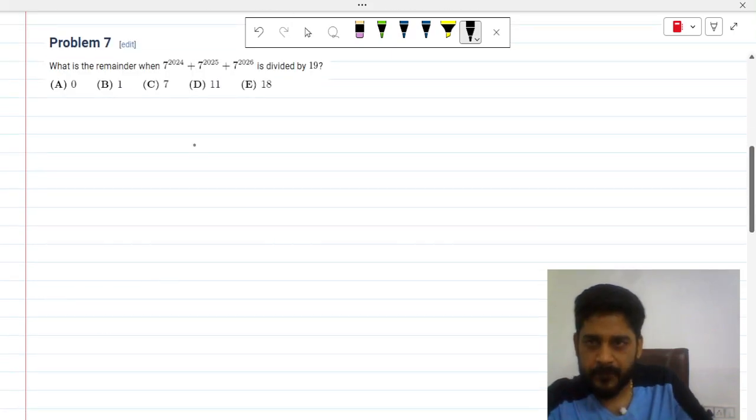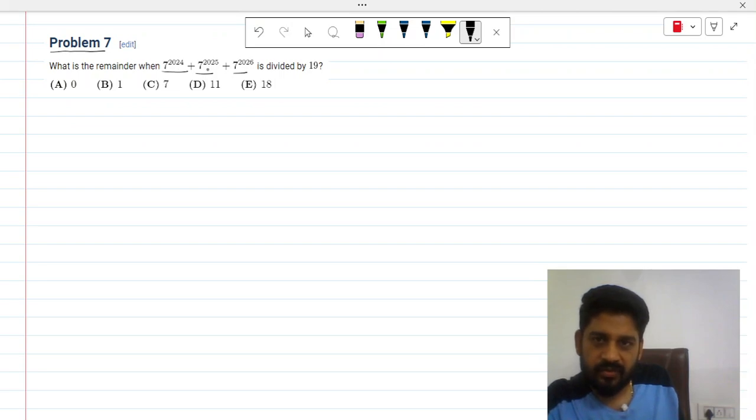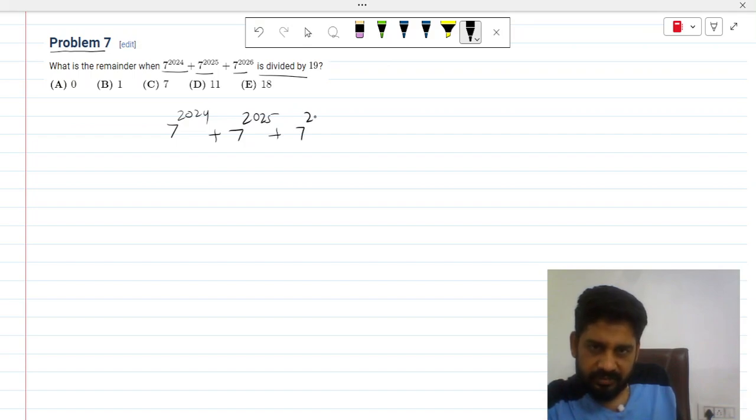Okay, so the next one is what? The problem number 10. What is the remainder when 7 to the power 2024, 2025 and 2026 terms are added and divided by 19? Such type of question is always done by taking common. So what common can you take here? Maximum is 2026 and minimum is 2024. Every term has at least 7 to the power 2024.